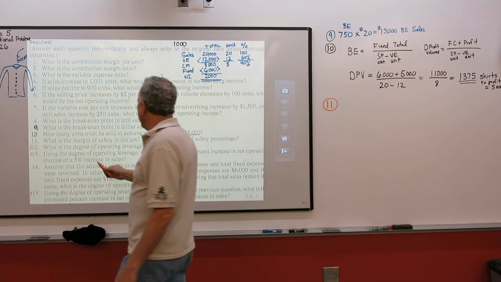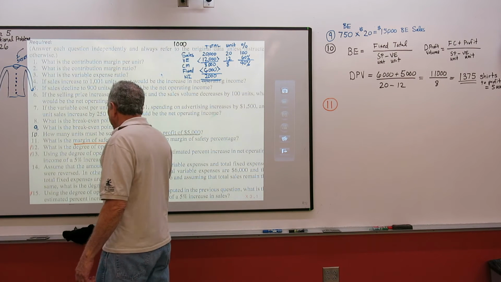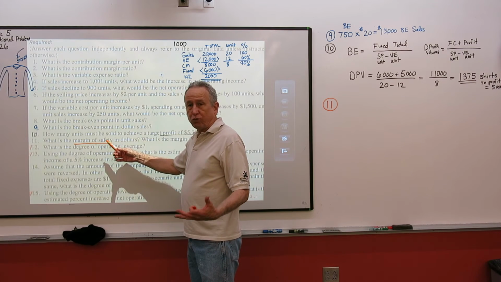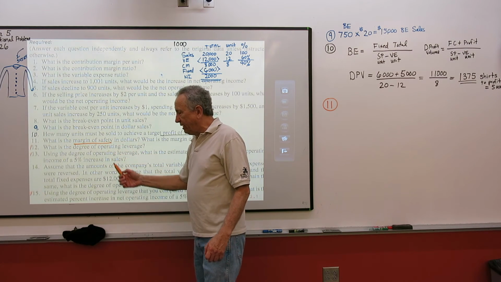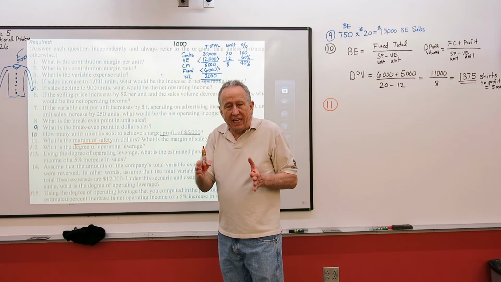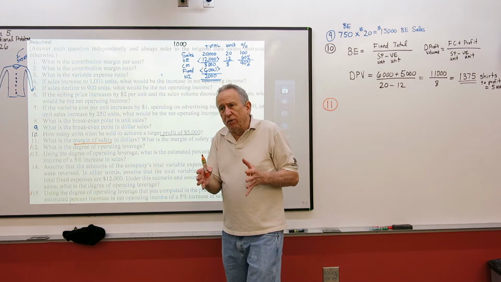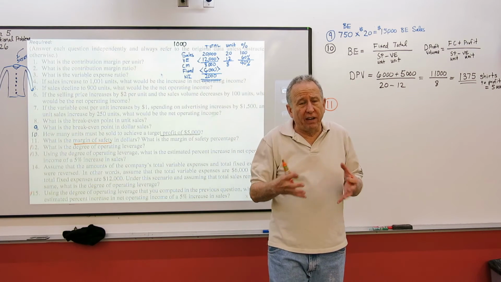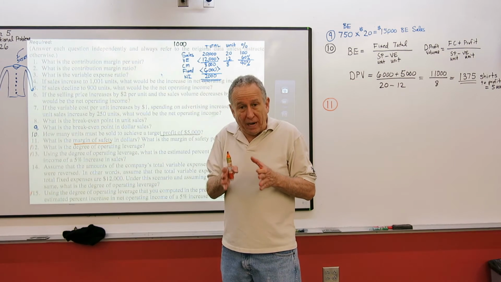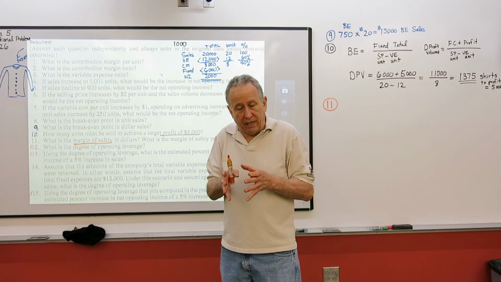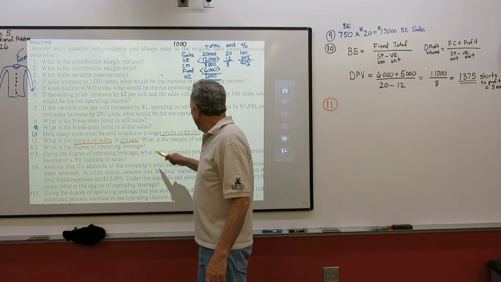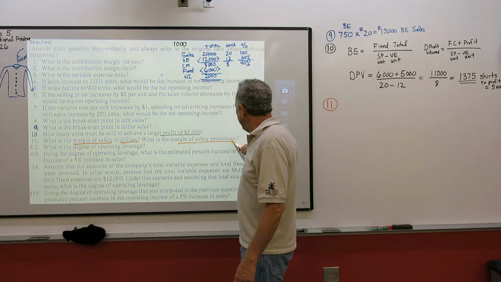11 says, what is the margin of safety? Well, we haven't defined that yet, but a margin of safety is very easy to understand because it is just what it says. The margin of safety is how much can you lose in sales before you're making nothing? And you may say, well, that doesn't sound too favorable, but it is favorable. Making nothing is an achievement. Breaking even, making nothing and breaking even are the same thing. So they're saying, what is the margin of safety in dollars? And then they say, what is the margin of safety percentage?